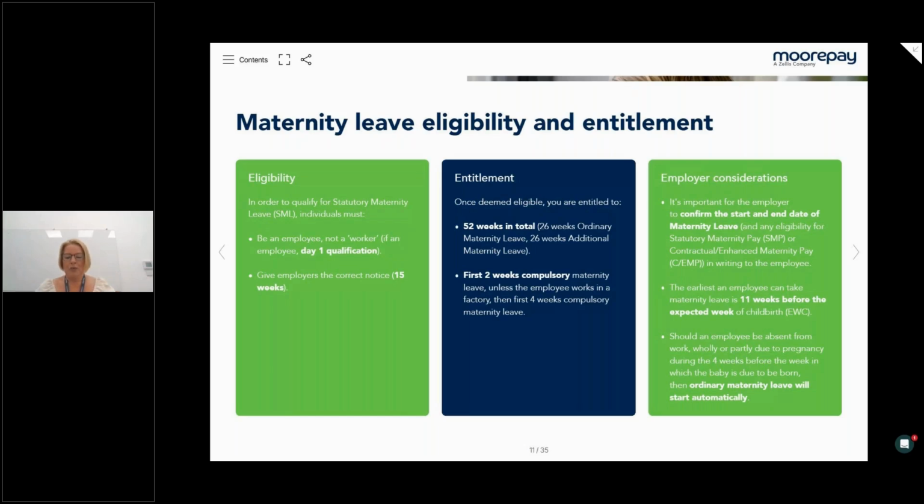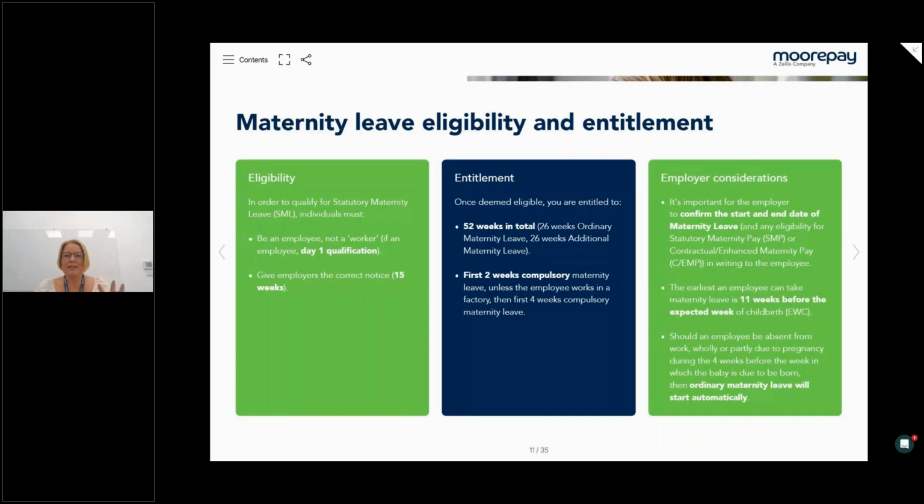So what do you have to do when you've got all this? Your obligation is to confirm. You have to legally confirm the maternity leave in writing. So the employee doesn't have to put it in writing to you, but you as an employer legally have to confirm the maternity leave in writing.